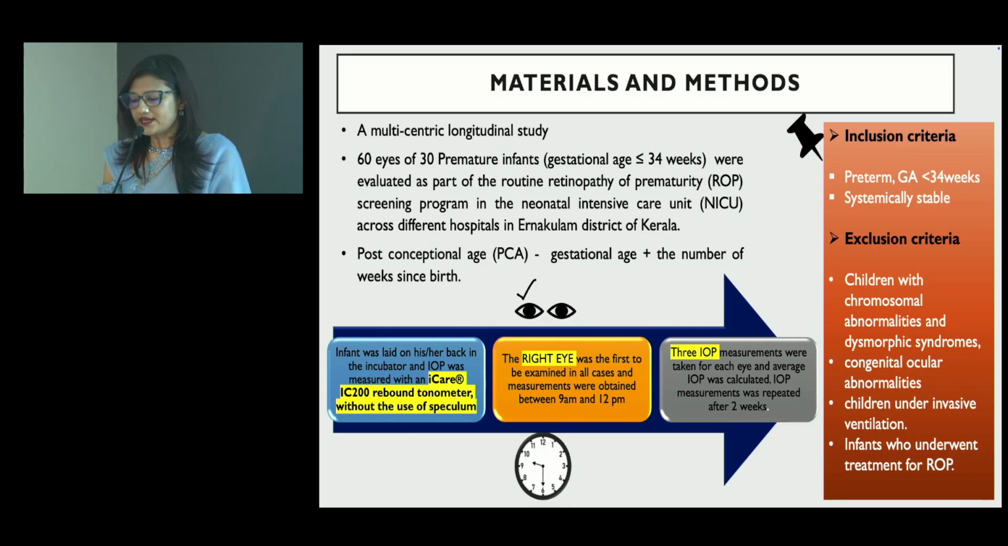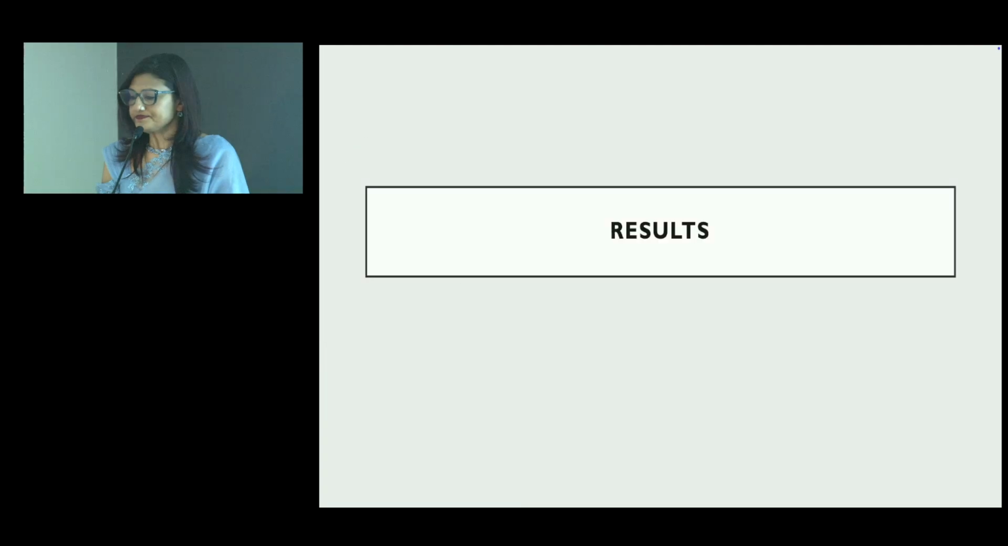The infant was laid on their back in the incubator, and IOP was measured with an iCare IC200 rebound tonometer without the use of a speculum. The right eye was examined first in all cases, and measurements were obtained between 9 a.m. and 12 noon. Three IOP measurements were taken for each eye, and the average IOP was calculated and repeated after 2 weeks. So these were my inclusion and exclusion criteria.